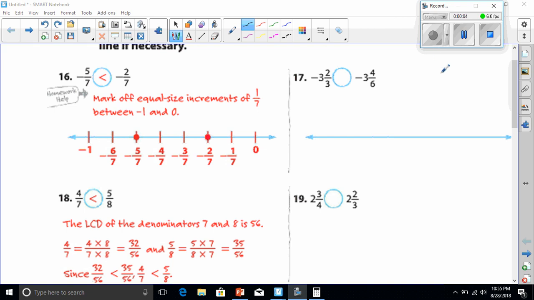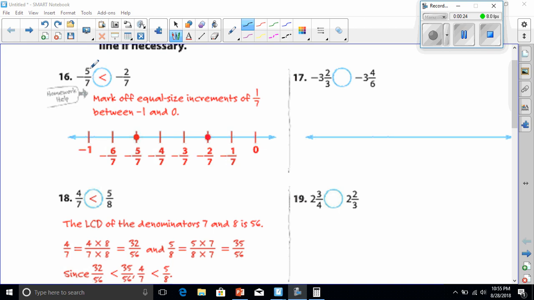All right, guys, today we're going to go over ordering and comparing rational numbers. Looks like they did the evens up here, so I'm going to start with them. I'll explain these thoroughly to you, and then you can do numbers 17 and 19. You'll be doing the odds today.